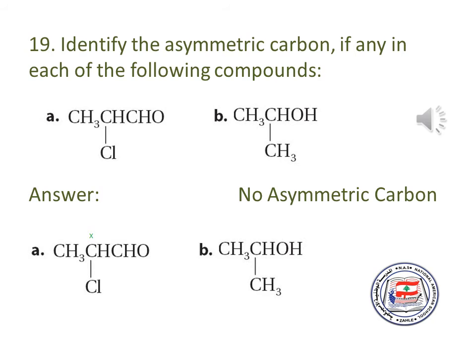Number 19. Identify the asymmetric carbon, if any, in each of the following compounds. Part A. There are four groups attached to the central carbon, so the carbon is asymmetric. Part B. There are two CH3 groups attached, so the carbon is not asymmetric.